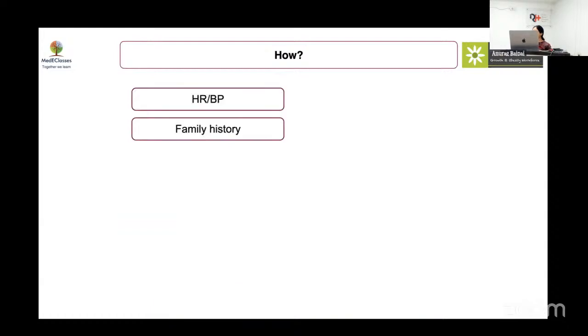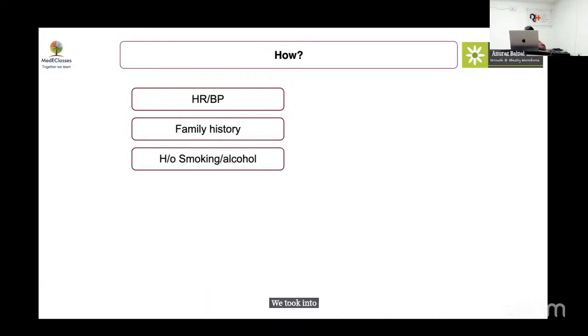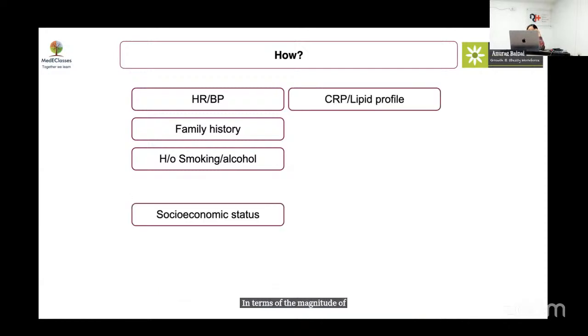So they also looked at the clinical parameters to take into account the environmental and family factors which may contribute to the dysglycemia and insulin resistance. They took into account the family history. At the very first visit itself, at 15 years, they took the history of smoking and alcohol exposure and quantified it in terms of the magnitude of exposure.